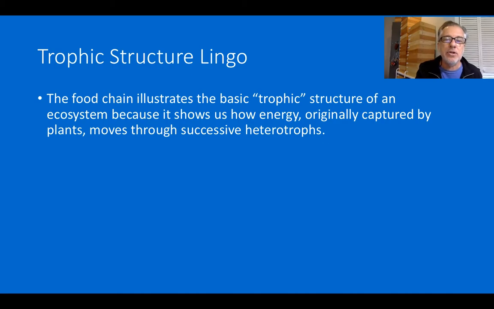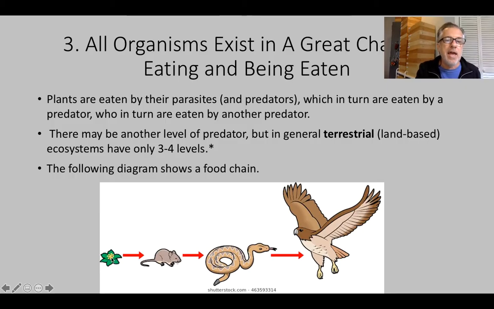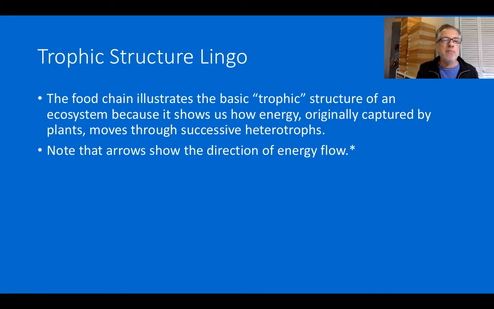Now, let's go back and look at that. You can see here that the arrow shows the energy flow from the plant to the mouse, from the mouse to the snake, and from the snake to the hawk. And this is a mistake that beginning students often make. They think the arrow shows who's eating whom.